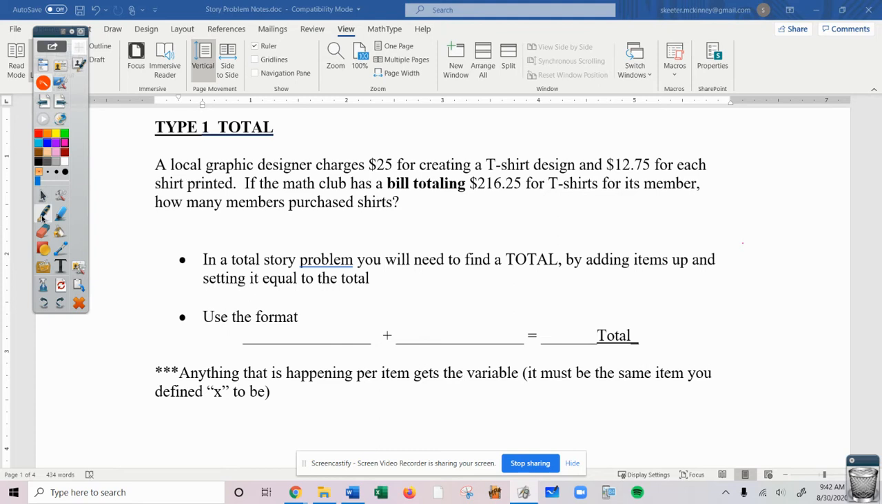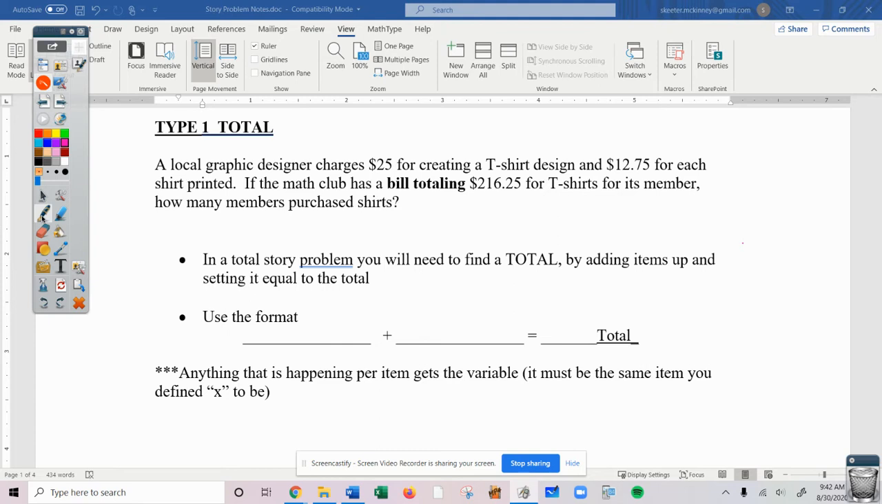A local graphic designer charges $25 for creating a t-shirt design and $12.75 for each shirt printed. If the math club has a bill totaling $216.25 for t-shirts for its members, how many members purchase shirts?